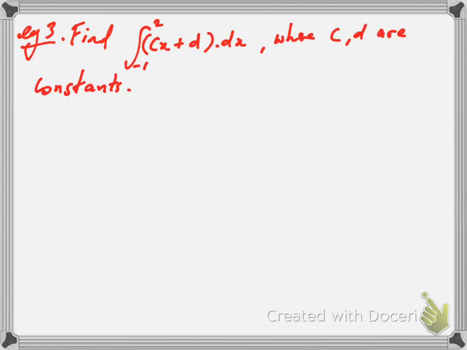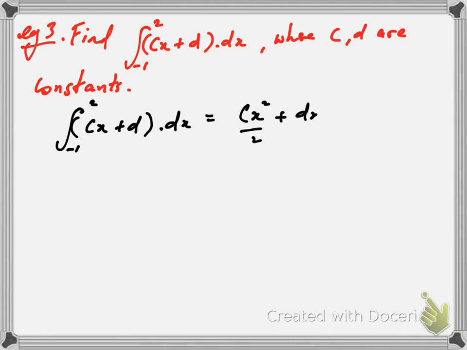All right, so let's find the integral from negative 1 to 2 of cx plus d dx, where c and d are constants. Let's go through the process, what we come up with. So that's the integral from negative 1 to 2 of cx plus d dx, which would be equal to cx squared over 2 plus dx, and it goes from minus 1 to 2.